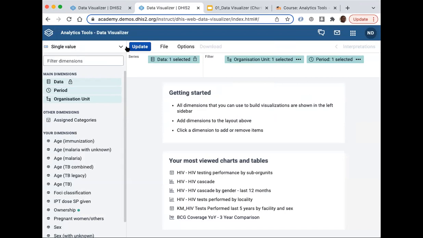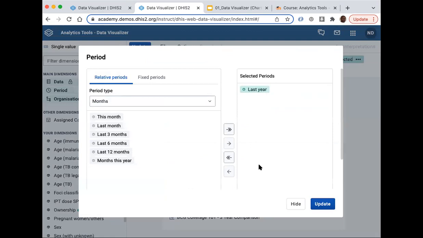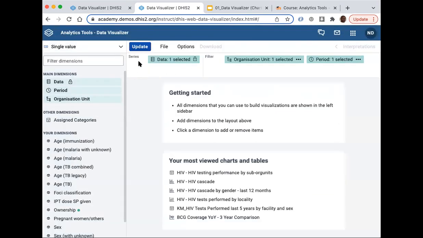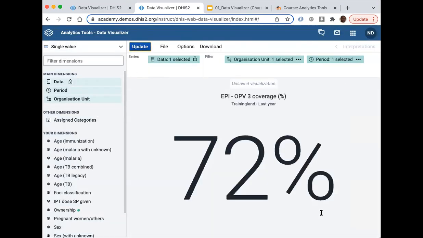And again, I will just say update here, because I wanted it for last year. It is last year, so last year, yes. Right, and then I update. So I'll get my single value here. You can see, and again, this is also still new, that we can put the percentage. If it was an indicator, we put a percentage on it, and it comes with the percentage, 72%. So my OPV coverage last year was 72, and this looks very smart on your dashboard.